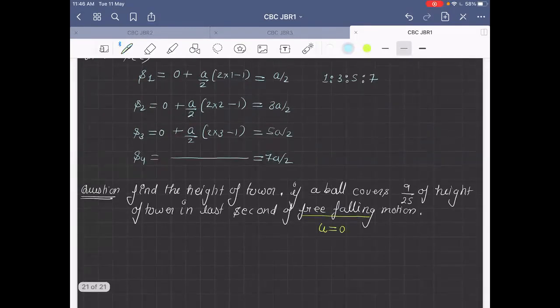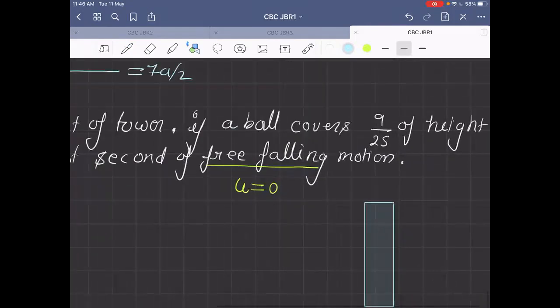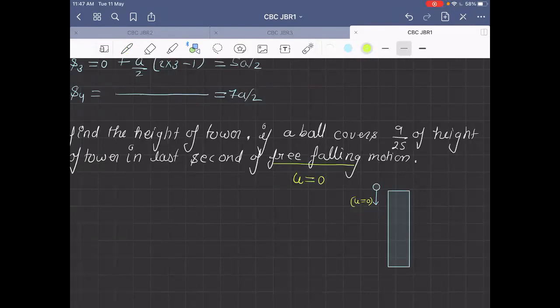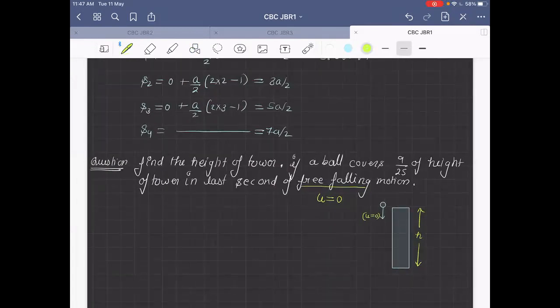And if you want the diagram, it's going to be something like this. We have a tower here, and there's a ball which is being dropped with zero velocity. While it is about to get to the ground, it is traveling 9h by 25 height in the last second. So take your time to understand the question first, then proceed.